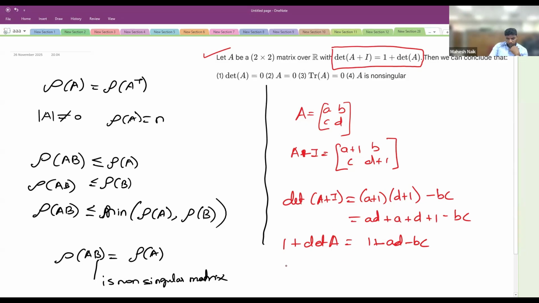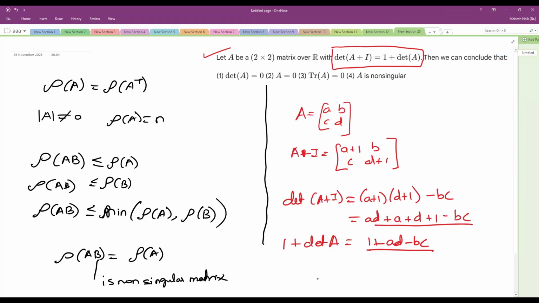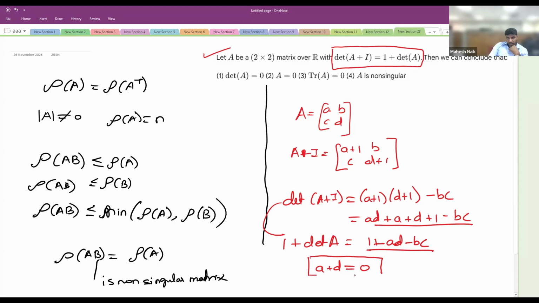So both are given to be equal, which means this is given to be equal to this. Determinant of A is AD minus BC. So these two things are given to be equal, right? That equality gives us A is equal to minus D. What does that mean? Okay, A equal to minus D, yes.